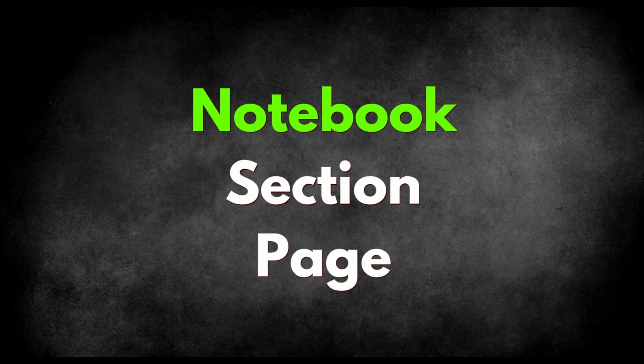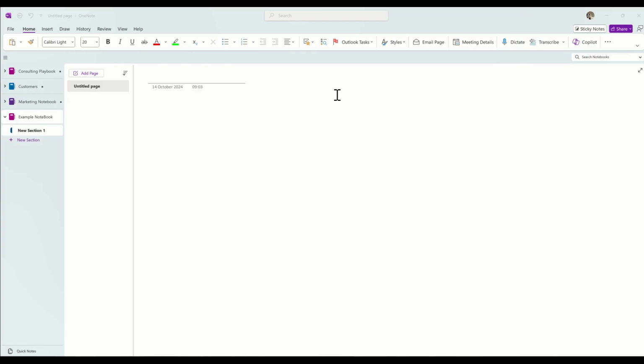First off, we've got Notebooks. A notebook is essentially just a file, just like how a Word document is a file, or an Excel document is a file, or a PowerPoint file is a file. A notebook is a file. So you can see on the left-hand side here, I've got things like my consulting playbook, a customer's notebook, marketing notebook, and essentially that is where we're going to group our next layer of information, which are known as sections.